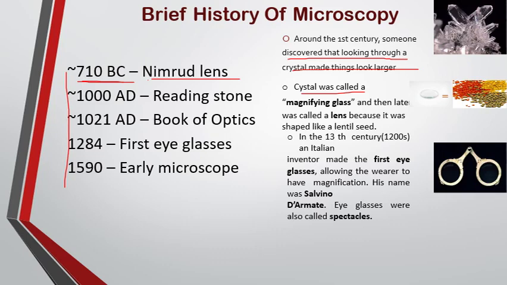After this, in 1000 AD, the first vision aid called a reading stone was invented. It is a glass, spherical in shape, placed on top of text, which it magnifies to aid readability.